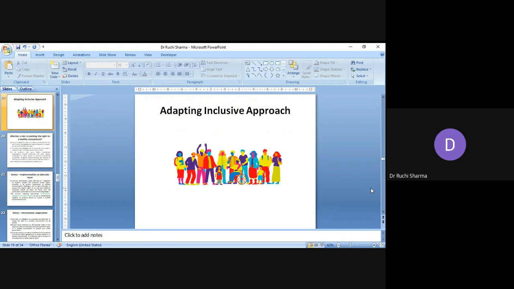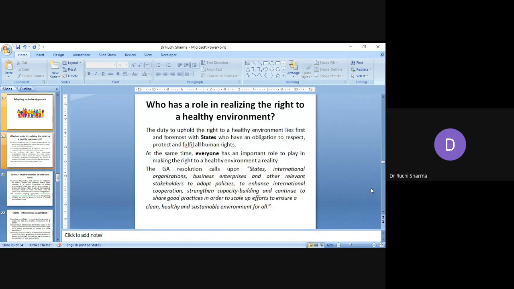So we need to go for an inclusive approach where we are talking about the states, international organizations, business enterprises, and other relevant stakeholders, who all need to adopt policies to enhance international cooperation, strengthen capacity building, and continue to share good practices in order to scale up efforts to ensure a cleaner and greener environment.